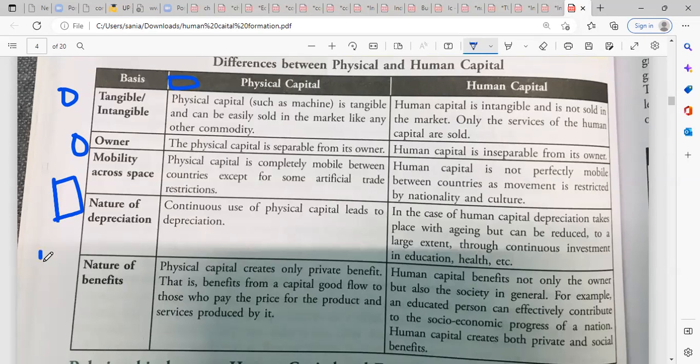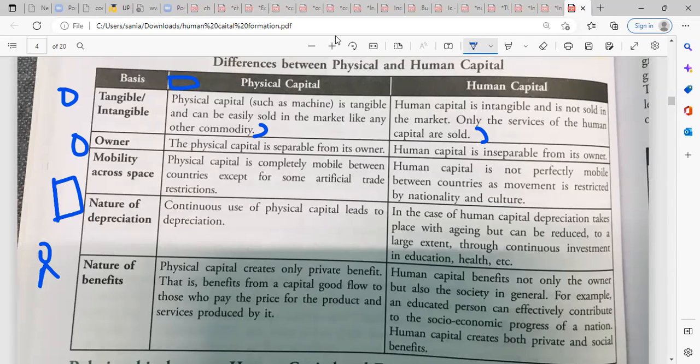But if this is a human being and this is a doctor and he is earning, this is human capital. Okay. So physical capital is tangible. Tangible means it can be easily sold in the market like any other commodity, right? You can sell this machine, right? But human capital is intangible as it is not sold in the market. You cannot sell a doctor, right? Only the services of human capital are sold.